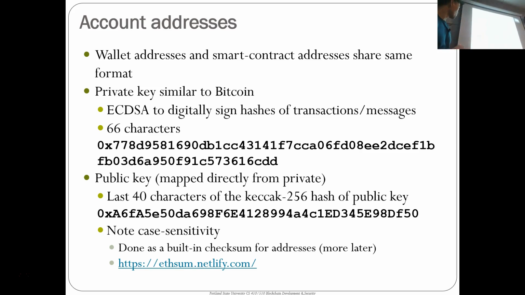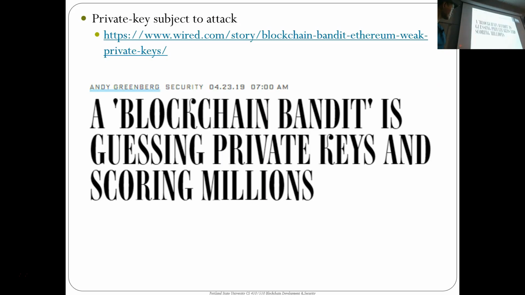So what they did was they implemented a checksum inline, which is using the capital and the lowercase letters. And there are some interfaces that require this checksummed address versus one that's all lowercase. So I wanted to bring that up because that'll eventually get people as they're working on this stuff.